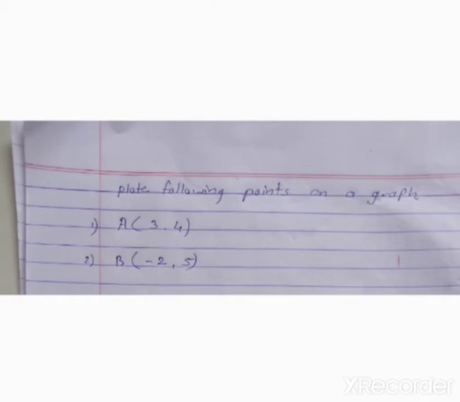Let's draw our first point A, whose coordinates are 3 and 4. Here the value of x is written first, and the next, that is the 4, is the value of y. So let's draw this point A on graph paper.